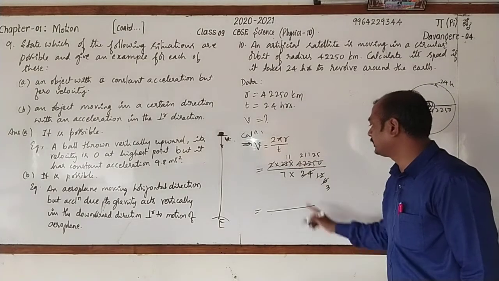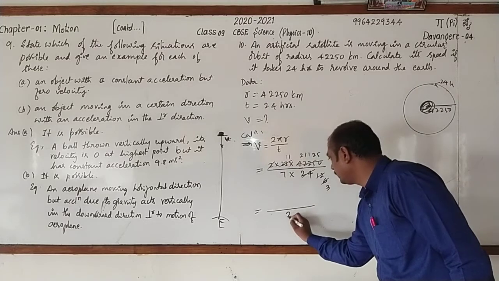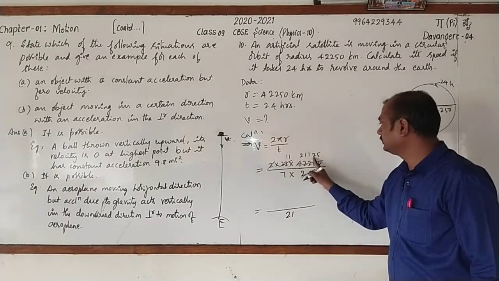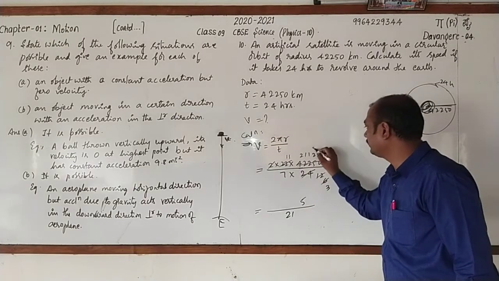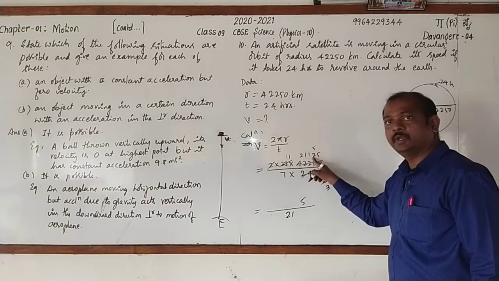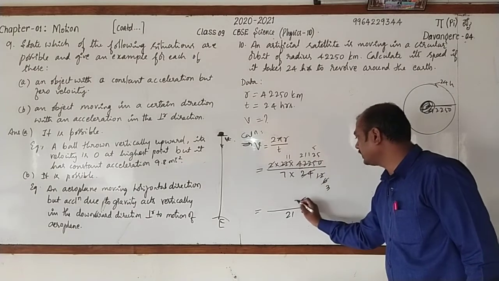Let's go for multiplying. 7 threes are 21. Then multiply 21,125 by 11. 11 fives are 55, 5. 11 twos are 22. 22 plus 5 is 27.